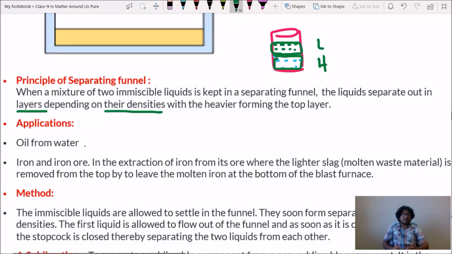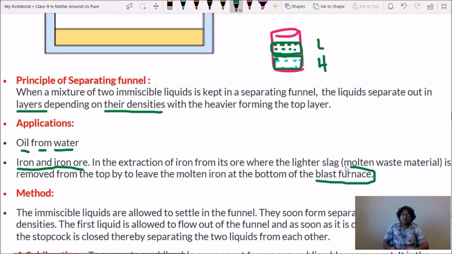Applications in our daily life where we can apply. Oil from water: if you want to separate oil from water, we can use the separating funnel to separate it. And iron ore: in the extraction of iron from its ore, the lighter slag, we can call it molten waste material, is removed from the top to leave the molten iron at the bottom of the blast furnace.